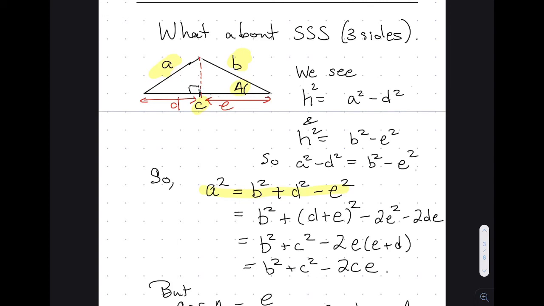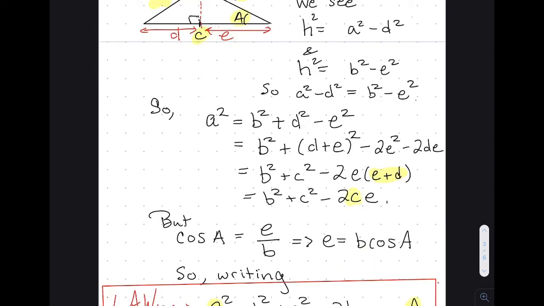We have c as d plus e, so that's why I wanted d plus e here, but I can't just write that down. I have to correct for it. This is kind of like completing the square here. So I get this equation as a result. Writing d plus e is c, we get that. And I factored a 2e out of this. The e plus d is c.